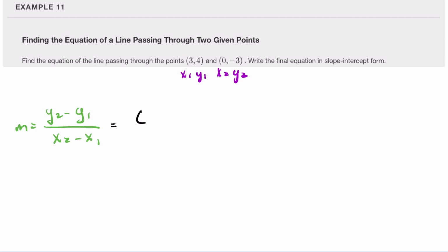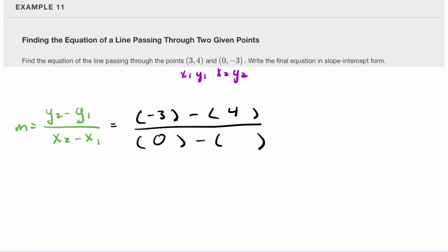So then that's going to be y2 minus y1 over x2 minus x1. Let me see. My y2 is -3. My y1 is 4. My x2 is 0. And my x1 is 3. So on top, it looks like we have a -7. On bottom, it looks like we have a -3. So the final result for the slope is +7/3.